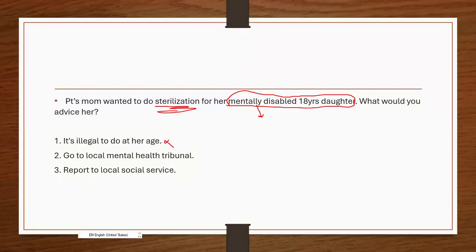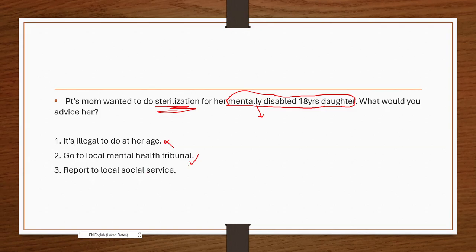Next one, go to mental health tribunal. Okay, that would be the correct answer actually. Why? Here the daughter cannot give consent. The mother wants her to get sterilized for legitimate, good reasons, but you can't go with the mother's wish for this. So you have to get some legal opinion on this. This should be taken to the local mental health tribunal. There this case would be presented and you will get a decision. You can't decide in this case.